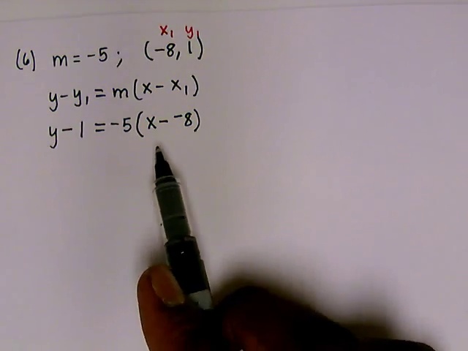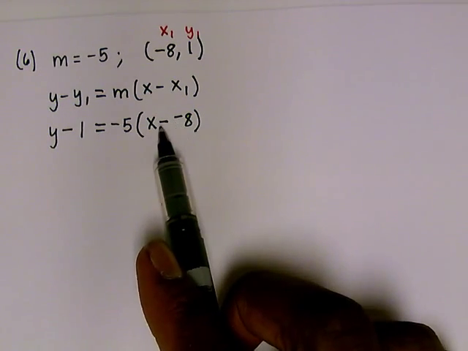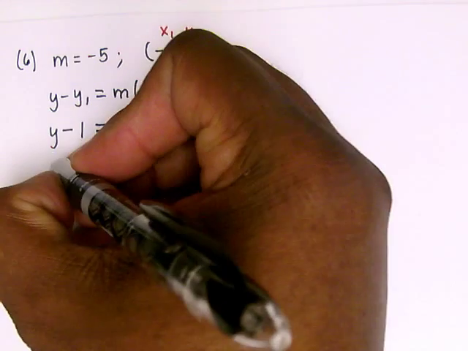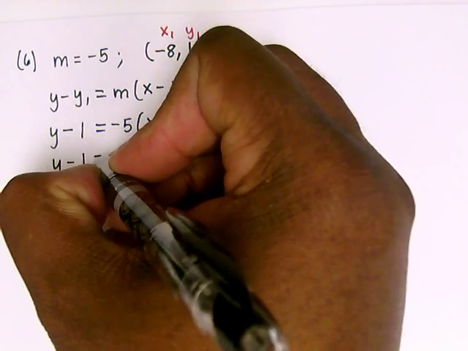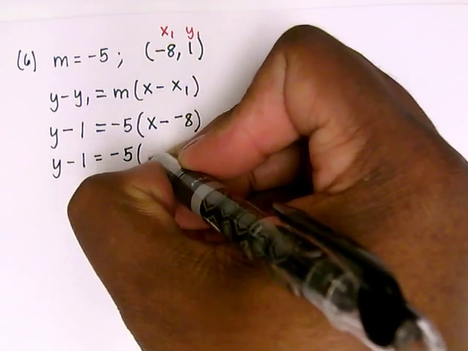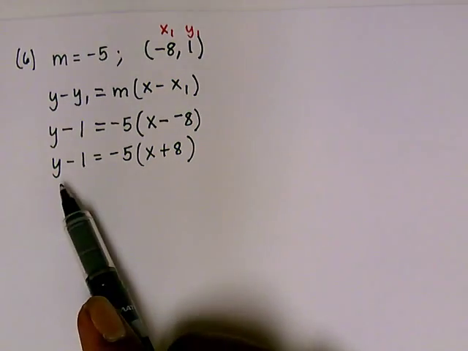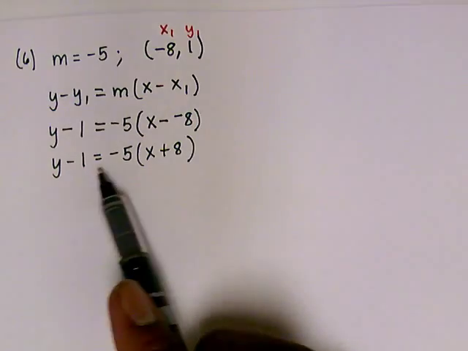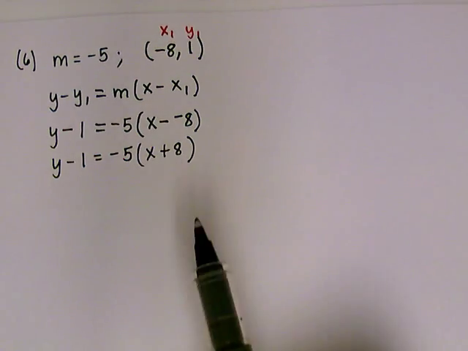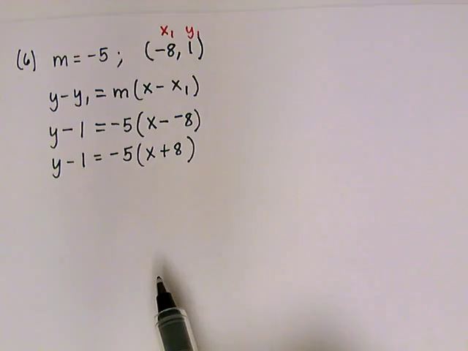Now I'm going to rewrite x minus a negative 8 as x plus 8. So I'm going to have y minus 1 equal to negative 5, parentheses, x plus 8. And if you recall, this is what we call point-slope form. That would be your equation in point-slope form. But we want it in slope-intercept form.